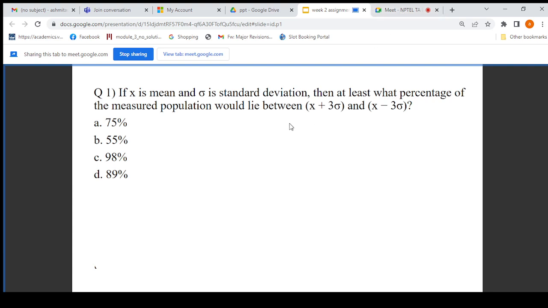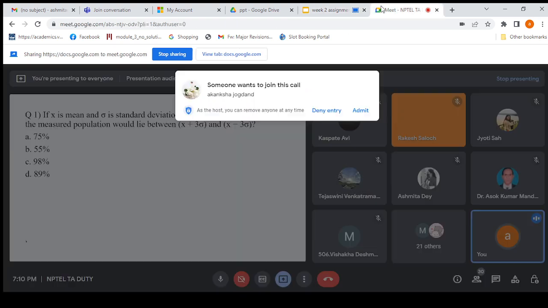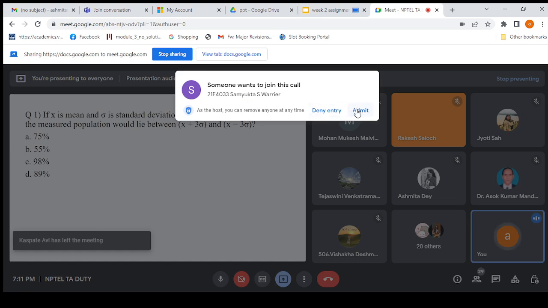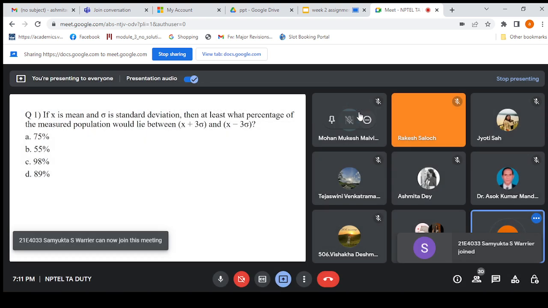The first question is: if x is the mean and sigma is the standard deviation, then at least what percentage of the measured population would lie between x plus 3 sigma and x minus 3 sigma? Can anyone tell what law will be applicable and how we can solve this particular question?